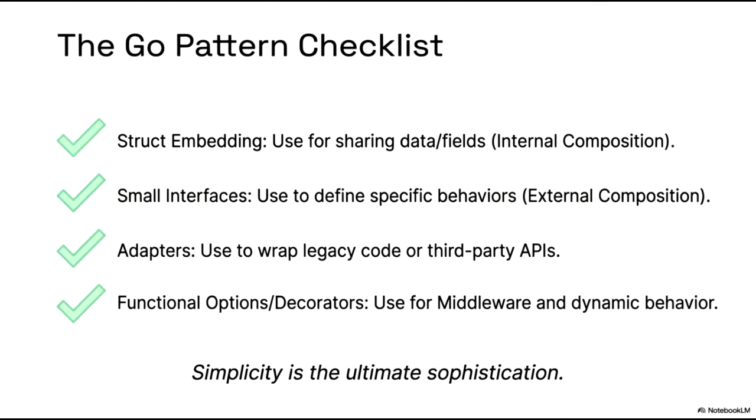The Go pattern checklist summarizes key architectural strategies for writing idiomatic and efficient code. First, we have struct embedding, which is ideal for internal composition when you need to share data and fields across different structures. Next, we emphasize the use of small interfaces. These are essential for defining specific behaviors through external composition, promoting a highly modular design.